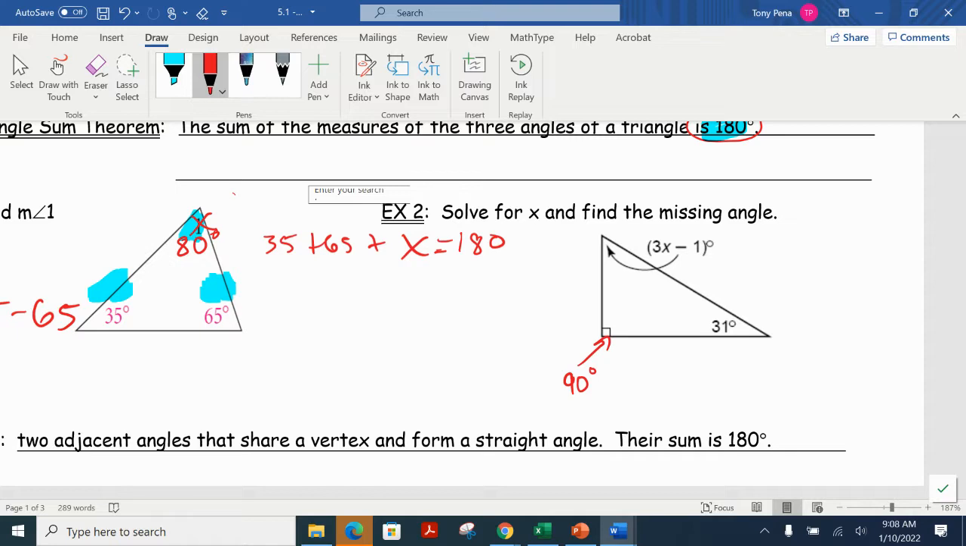Probably 2 or 3 different ways we could do this. Okay, I see 2 of the ways, so that's good.